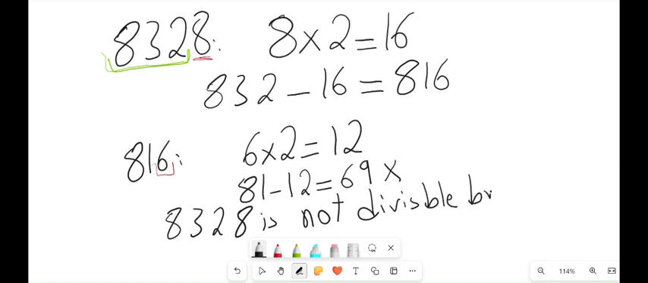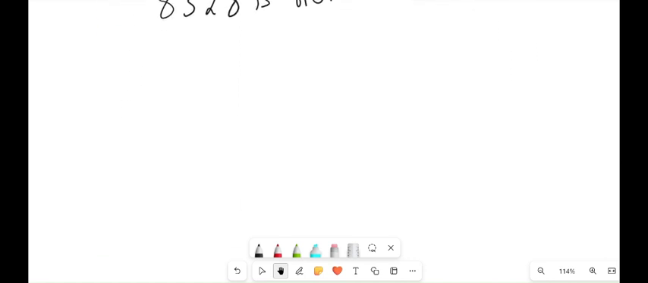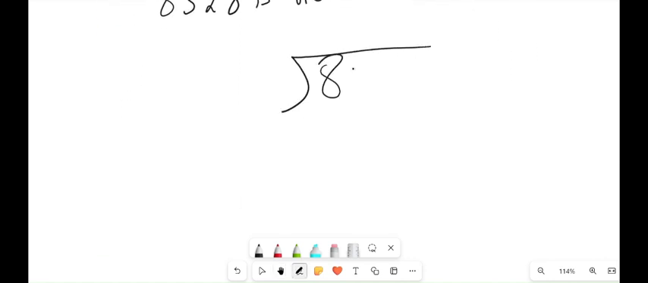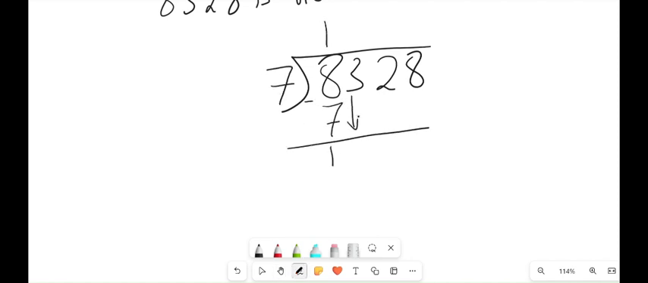I'm going to check that using long division. So I will take the number 8328 and divide it by 7. 8 divided by 7 is 1, 1 times 7 is 7. I get 1, bring 3 down. 13 divided by 7 is 1, 1 times 7 is 7 also. So 13 minus 7 is 6. You can do the trading here.